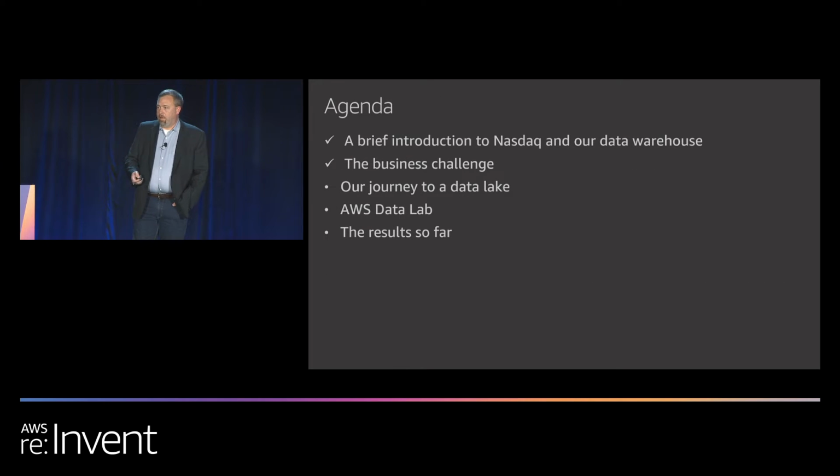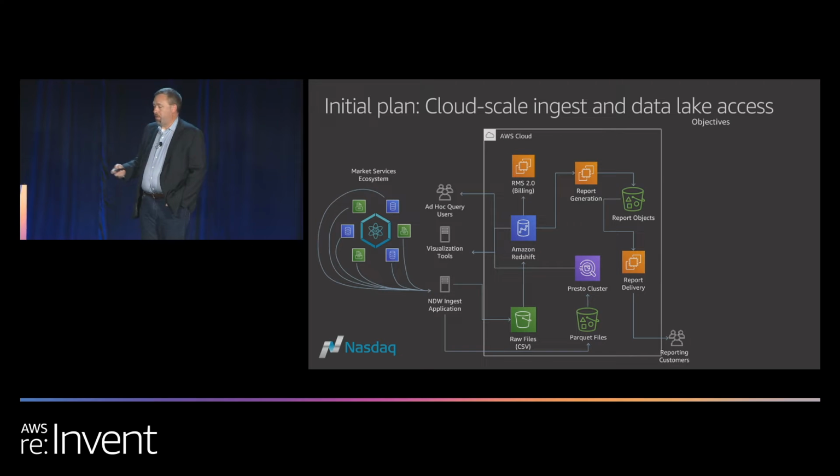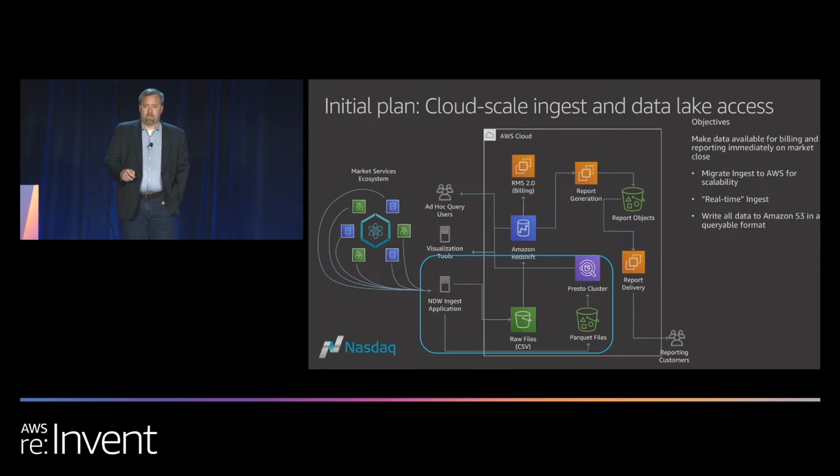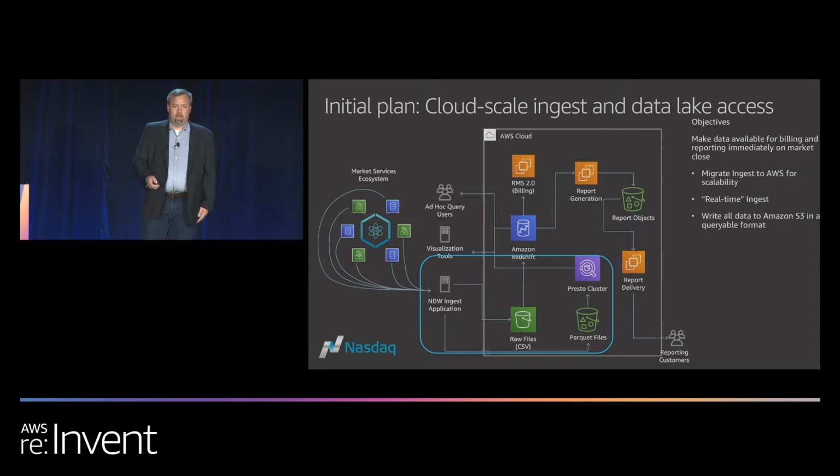So let's take a look at our thinking around the data lake solution that was going to address these issues. This is the high-level architecture that I reviewed with you earlier. And when we looked at this system, we settled on two primary objectives for our data lake project. The first objective was to take a look at our ingest process and drastically improve the speed and scalability of that ingest process. And we wanted to do that by migrating it into a fully cloud-hosted solution that would take advantage of the scalability that the cloud provides.